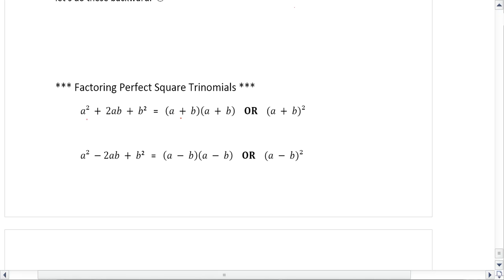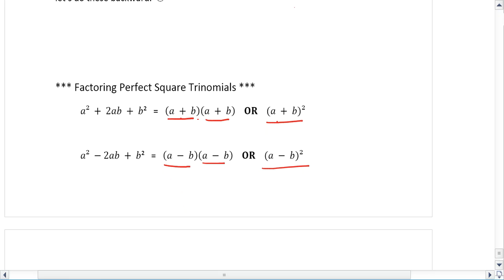In general terms, then, when you have a squared plus 2ab plus b squared, that factors into a plus b times a plus b. But we don't have to write it that way. We could shorten it a bit and write it as a plus b quantity squared. I would accept either of these answers perfectly fine. And of course, if that middle term is negative, a squared minus 2ab plus b squared would be the 2 binomials a minus b times a minus b, and of course we can write that as a minus b quantity squared.